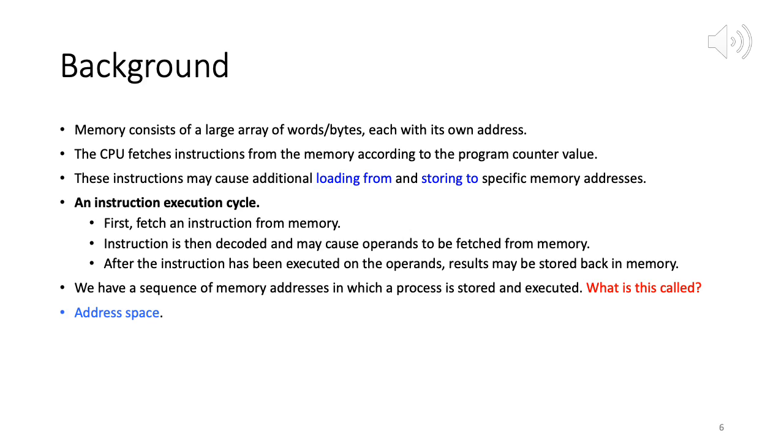So these are some of the background information: the structure of memory organized as cells, each having a byte; the interaction between the memory and the CPU; the instruction fetch and execution cycle; and the process address space. I hope all of these are clear.